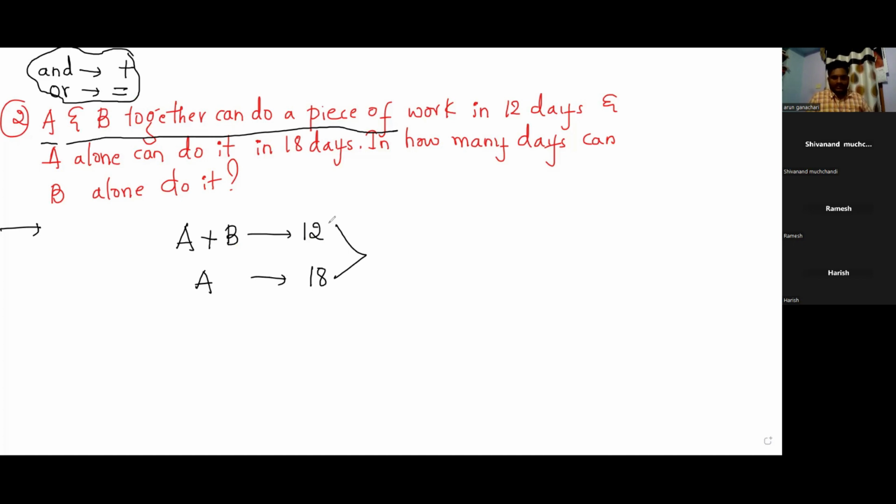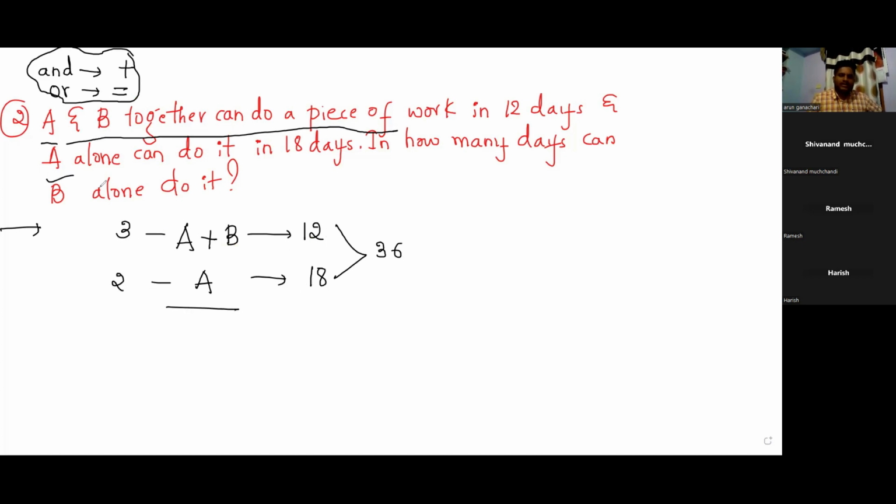What is the LCM of 12 and 18? 36. So 12 and 18's LCM is 36. So we'll find the efficiency. 36 divided by 12 is how much? 3. And 36 divided by 18 is 2.